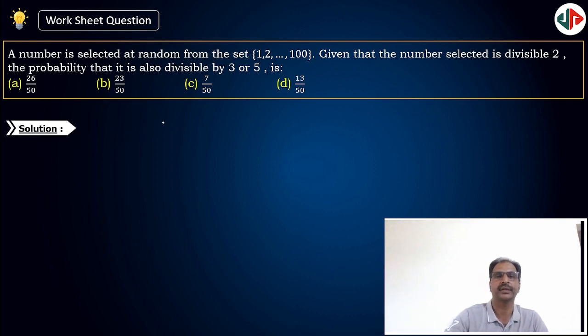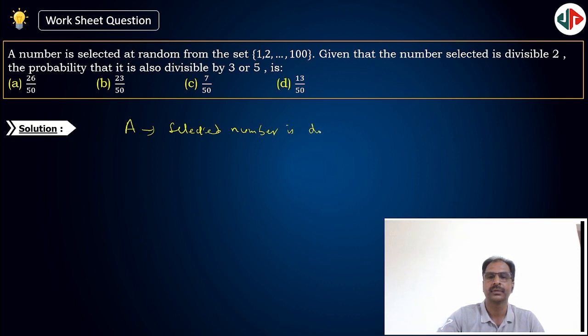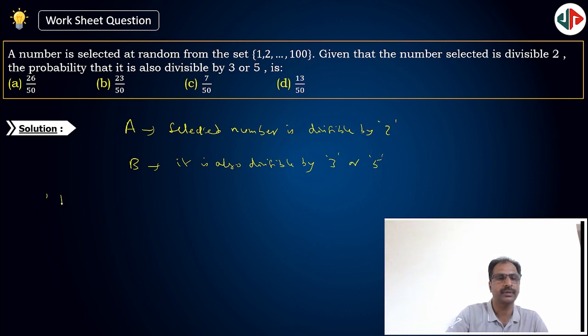Next, a number is selected at random from the set 1, 2, 3 up to 100. Given that, so what is the event already given? Selected number is divisible by 2. Then the probability that event B is, it is also divisible by 3 or 5. So what is the required probability?